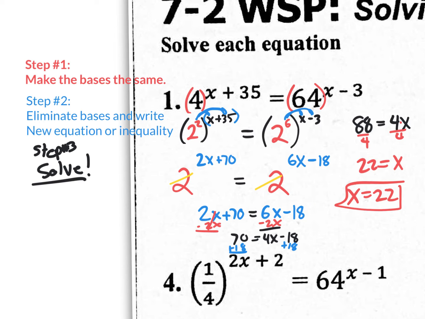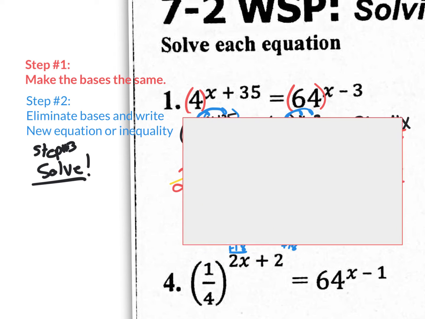Again, step 1, you want to make both the bases to be the same base, in this case 2. Step 2, eliminate those bases after you multiply your powers. Eliminate bases, create your new equation, and solve. Now, I did not have to change these to base 2. Let me show you an alternate route. There are many roads to the same place.